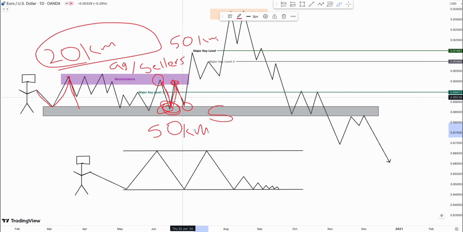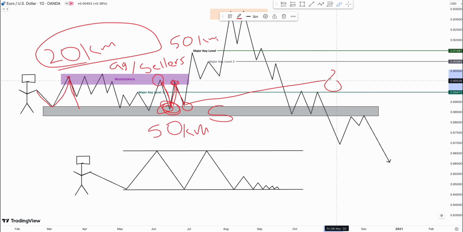Then here you can see another point right here. This point of inference you can identify as 80 kilometers per hour.